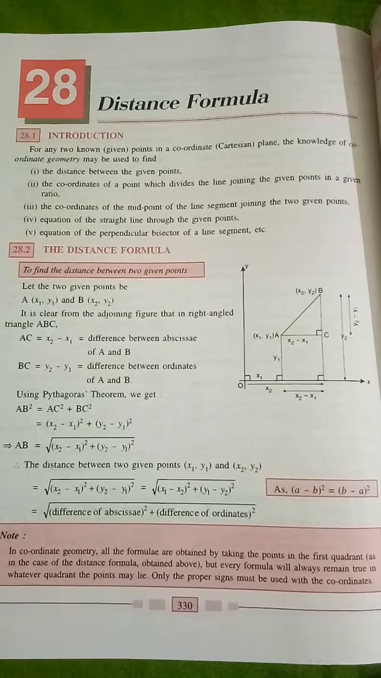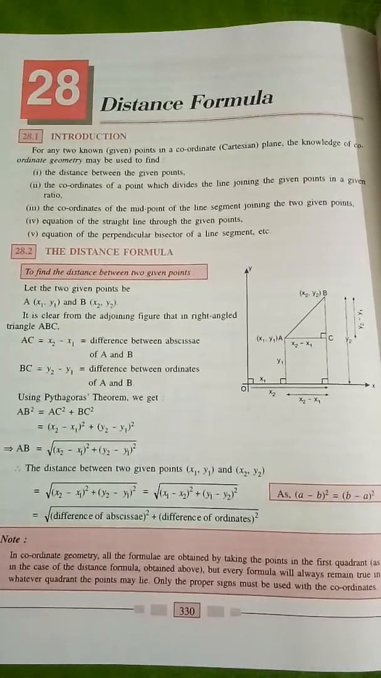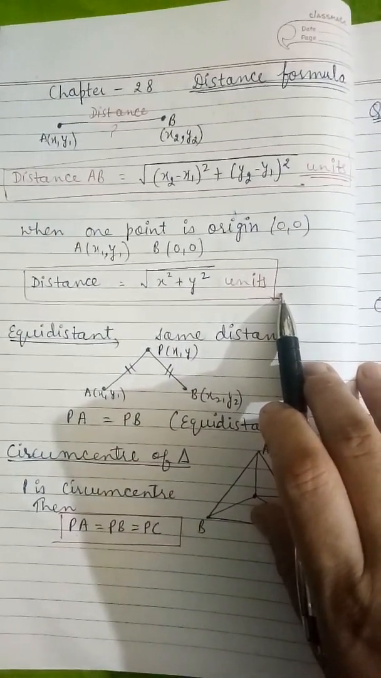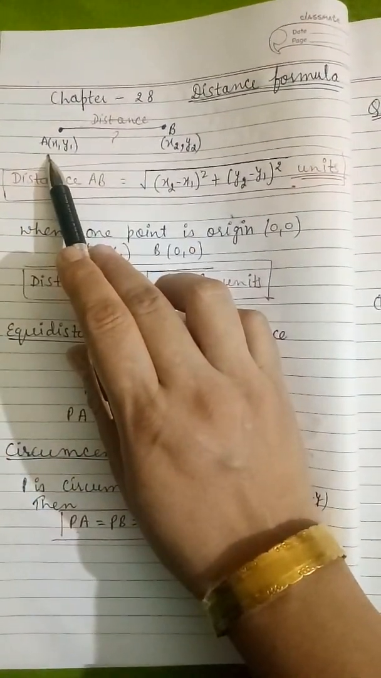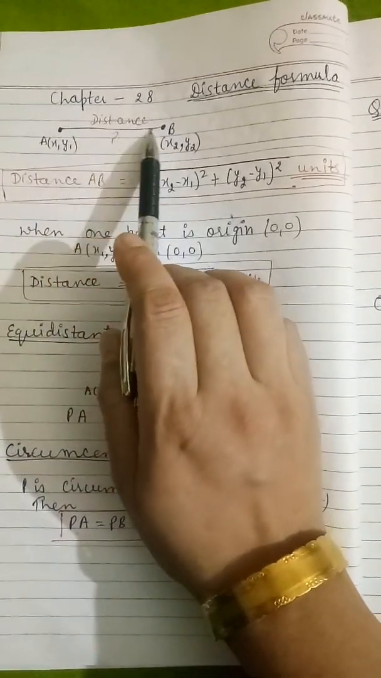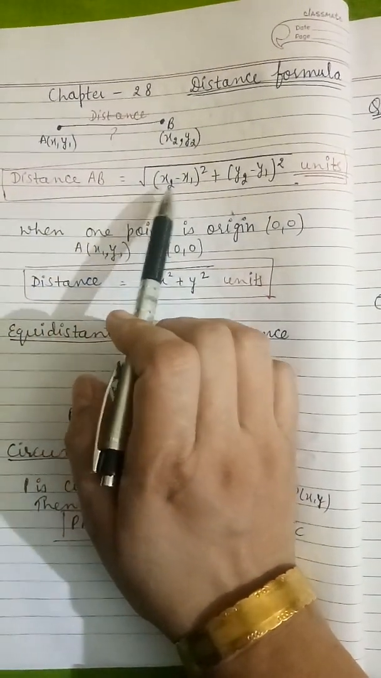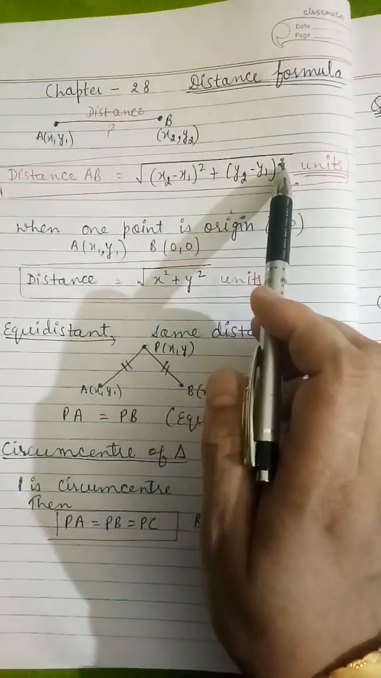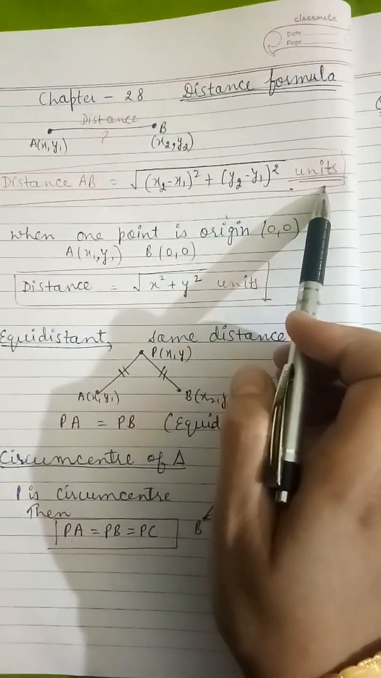Today in this video we are going to discuss chapter number 28, distance formula. First of all, let us discuss the formulas for the distance formula. Suppose A and B are two points. The coordinates of A are (x1, y1) and B (x2, y2), and if you want to find the distance AB, then the formula of the distance AB is root of (x2 minus x1) whole square plus (y2 minus y1) whole square. Whatever the answer will be, you are supposed to write the word units with it.